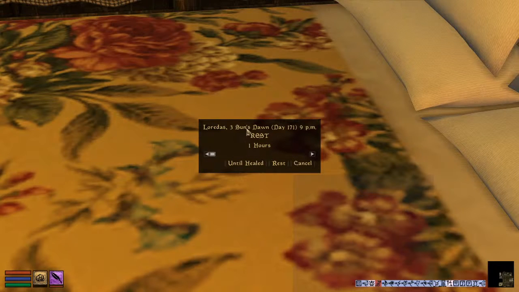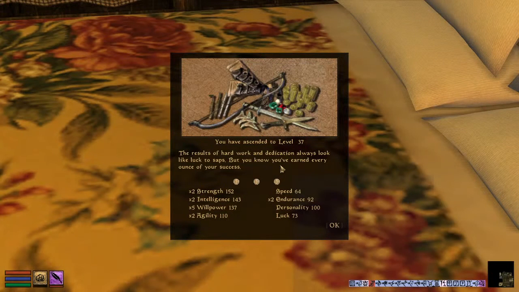Anyway, this bed is working, so let's try and sleep. I'd say 9 hours. Oh, you have ascended to level 47, 57. Sorry for my English, I'm particularly bad with English numbers pronunciation. The results of hard work and dedication always look like luck.